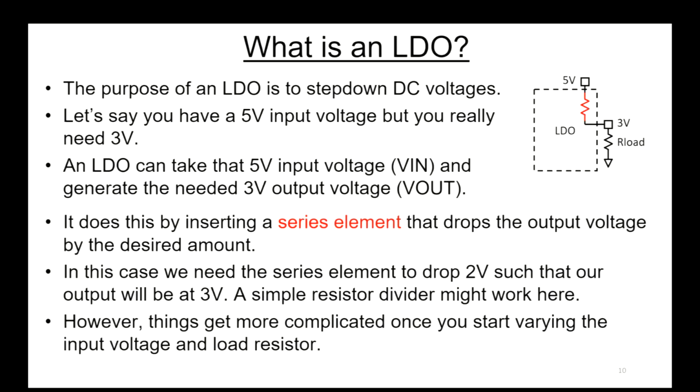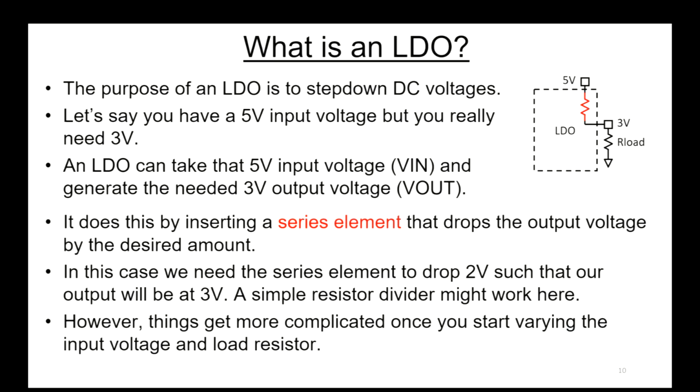Okay, so what is an LDO? The purpose of an LDO, as I said, is to step down a DC voltage. Let's say you have a 5-volt input voltage, but you really need 3 volts out. An LDO can take that 5-volt in and generate the 3-volt output that you need. Now, it does this by inserting a series element. I'm kind of showing that in red up here. That drops the voltage needed to make the output go to wherever you want it to go.